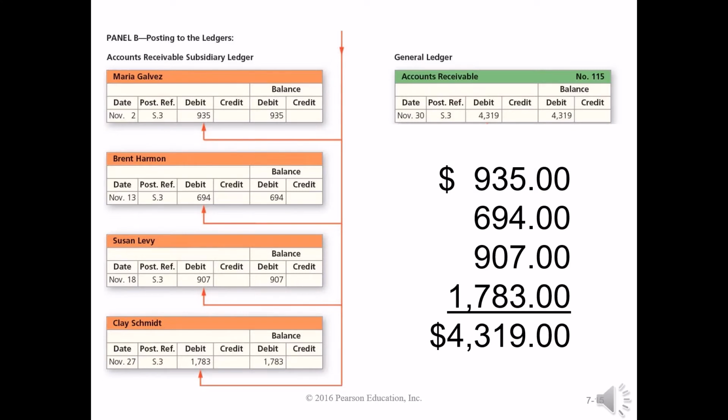One of the things that we can do to make sure that we're always posting things correctly is do some double checking. Our accounts receivable subsidiary ledger should always agree to our accounts receivable account in the general ledger. Here you can see if you add together all of our subsidiary ledger accounts, Maria Galvez, Brent Harmon, Susan Levy, and Clay Schmidt, each one of their balances adds up to $4,319, which is the exact amount in our accounts receivable account in our general ledger.